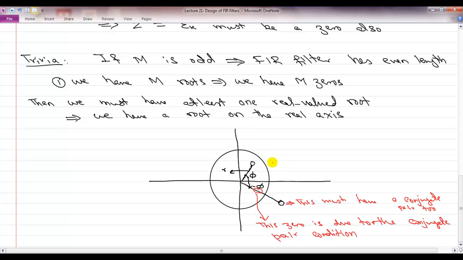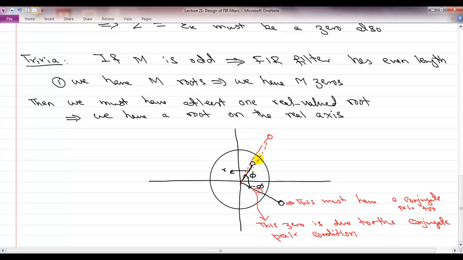So this means that you will have actually another 0 in the same direction, phi, and at a distance of 1 over r. So just by knowing the location of 1 0, and if I impose the condition that you have linear phase and you have real coefficients, that gives you information about 3 other zeros. I could have given you a 0 for any one of these locations, and you could have filled in the rest of the zeros.